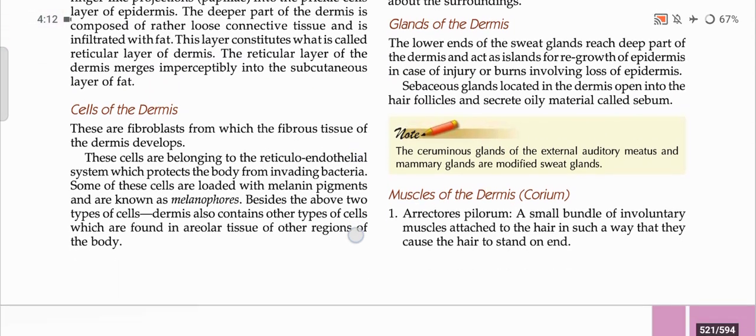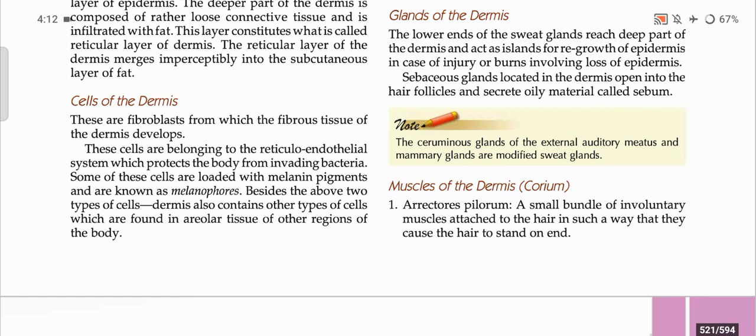Now, glands of the dermis. The lower ends of the sweat glands reach the deep part of the dermis and act as islands for regrowth of epidermis in case of injury or burns involving loss of epidermis. Sebaceous glands located in the dermis open into the hair follicle and secrete an oily material called sebum. The ceruminous glands of the external auditory meatus and the mammary gland are modified sweat glands.